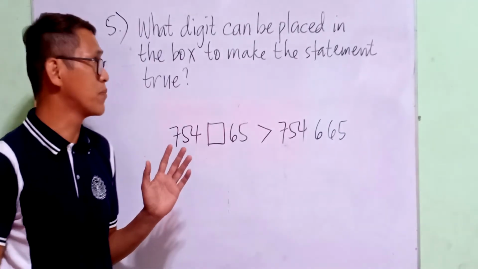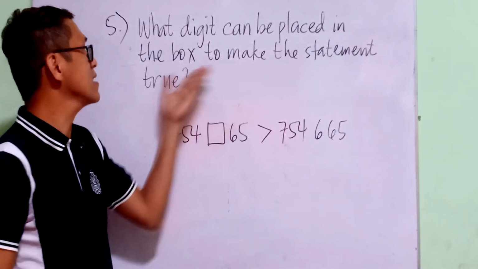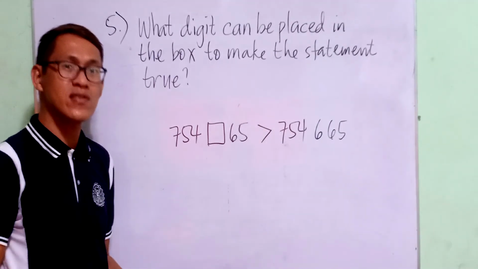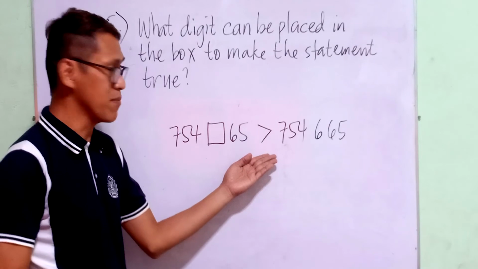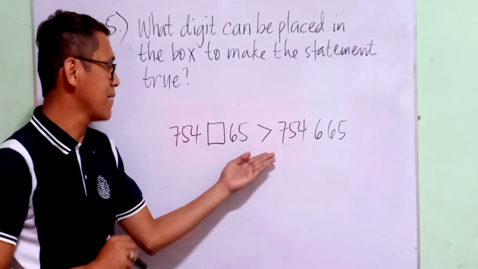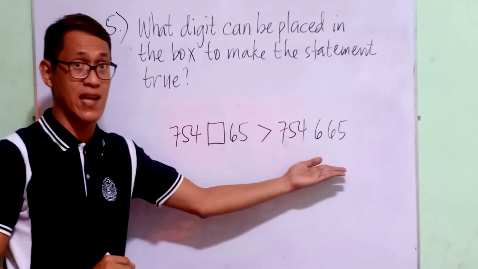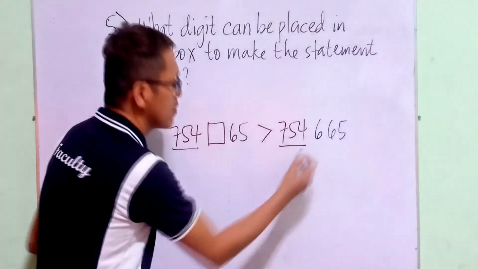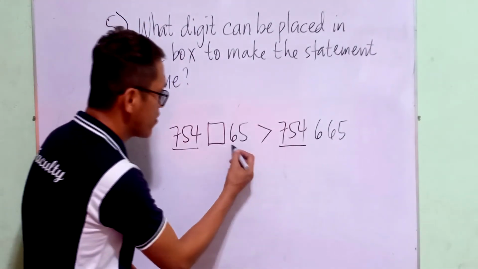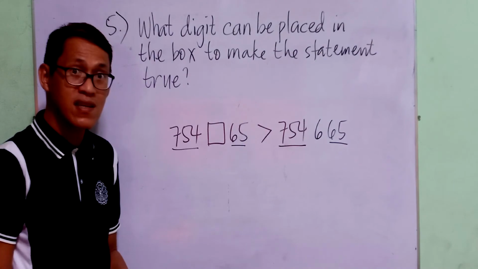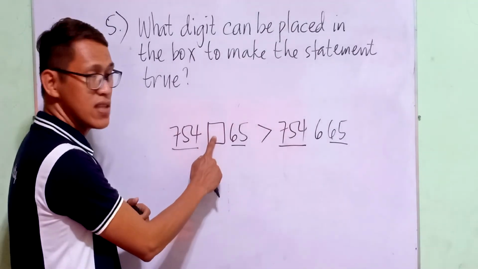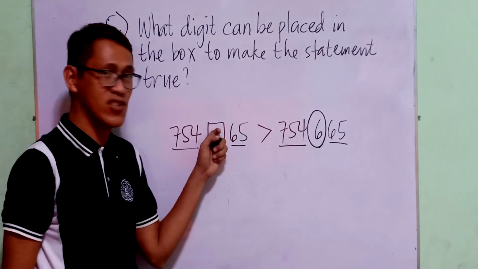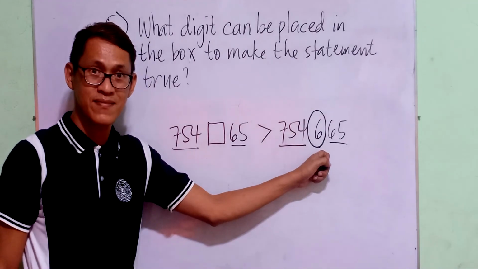Okay, let's have the last number. What digit can be placed in the box to make the statement true? Again, we have to take note first of the symbol. What symbol is this? It's greater than. So this number must be greater than this number. If you notice, the digits here are the same, right? And so are these two here. Meaning, you only compare the digit in this box and the 6 here. So what are the digits that are greater than 6?